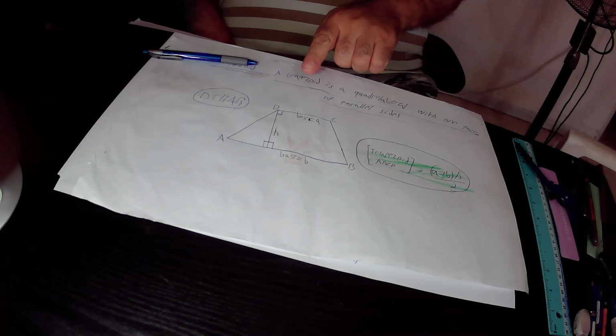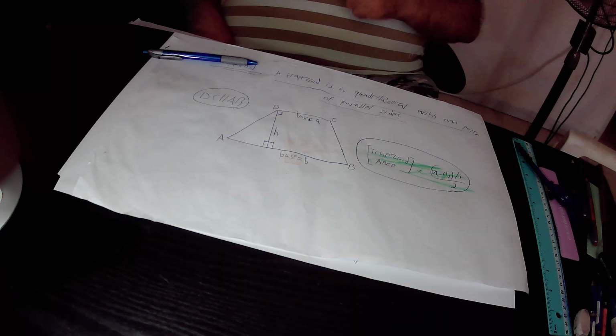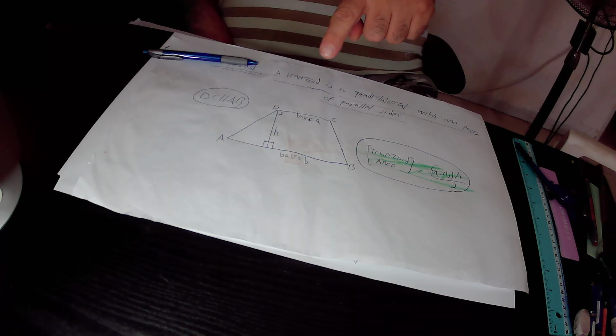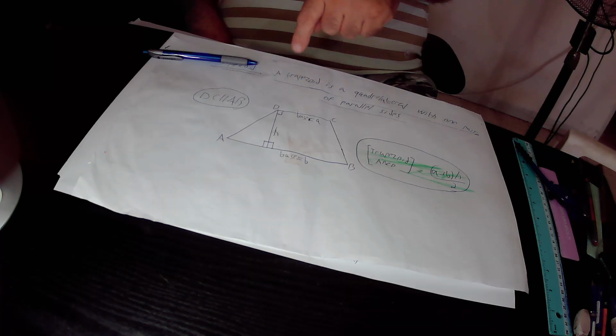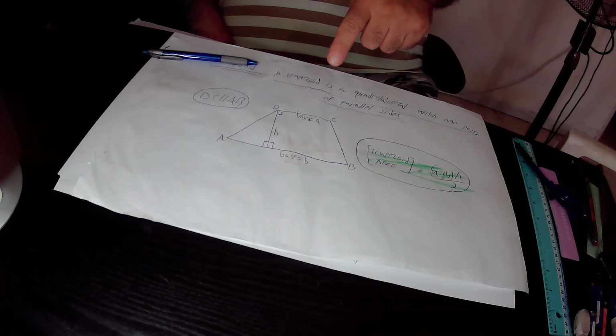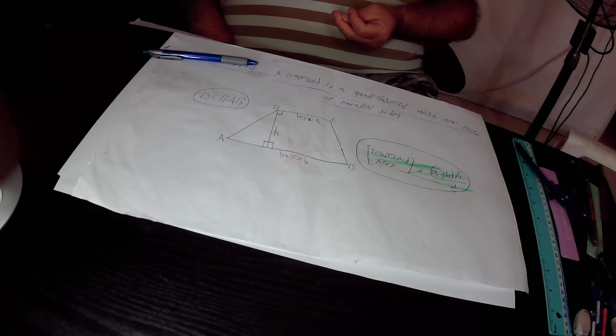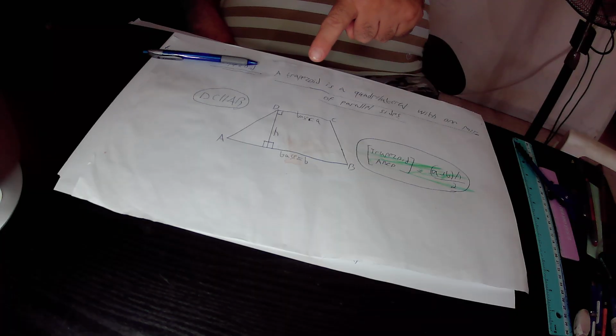If we define the length of side DC as A and the length of side AB as B, and the height of this trapezoid is H, then the area of this trapezoid ABCD will be equal to the sum of its two parallel bases, that is to say A plus B, times the height H over 2. The height H must create 90 degrees with the two parallel bases.